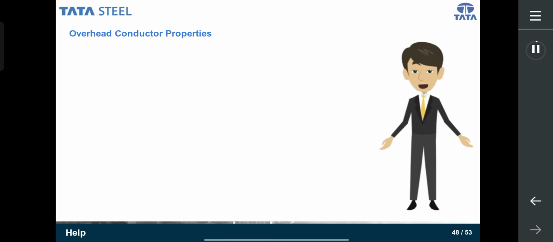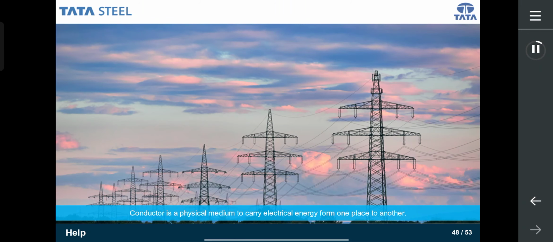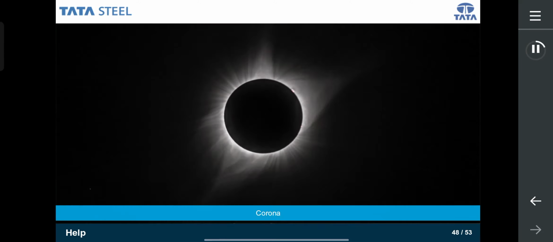Following are the properties of overhead conductor. Conductor is a physical medium to carry electrical energy from one place to other. Corona is ionization of air due to higher voltage, usually voltage above critical voltage, which causes violet light around the conductor and hissing sound. It also produces ozone gas, therefore it is undesirable condition.